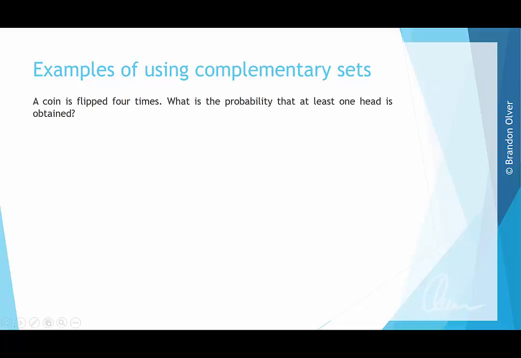Here we're going to look at complementary sets. A coin is flipped 4 times and we want to find out what is the probability that at least one head is obtained. You could go through and set up a tree diagram or something and work out all the possible events that lead to having at least one head in it, and then add that up. Or an easier way would be to look at the complement of it. So here we're going to say that the probability of having at least one head is equal to 1 minus the probability of obtaining no heads.